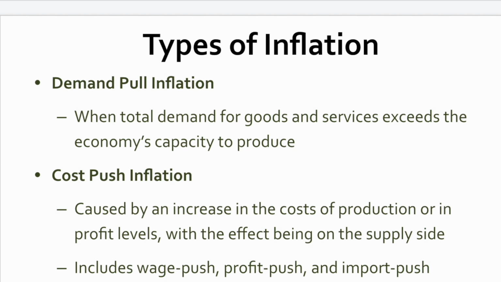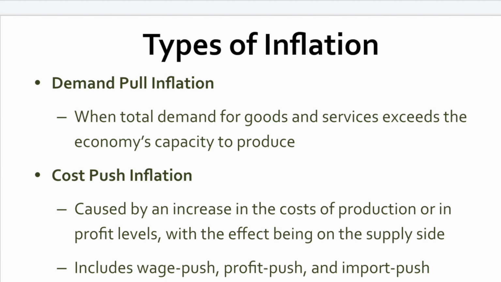What are some of the types of inflation that float out there? Well, there's something called demand-pull inflation that's driven by consumers. It occurs when total demand for goods and services exceeds the economy's capacity to produce, and we saw that during COVID. We have more dollars chasing fewer goods, which drives up prices. That's what's called demand-pull inflation.